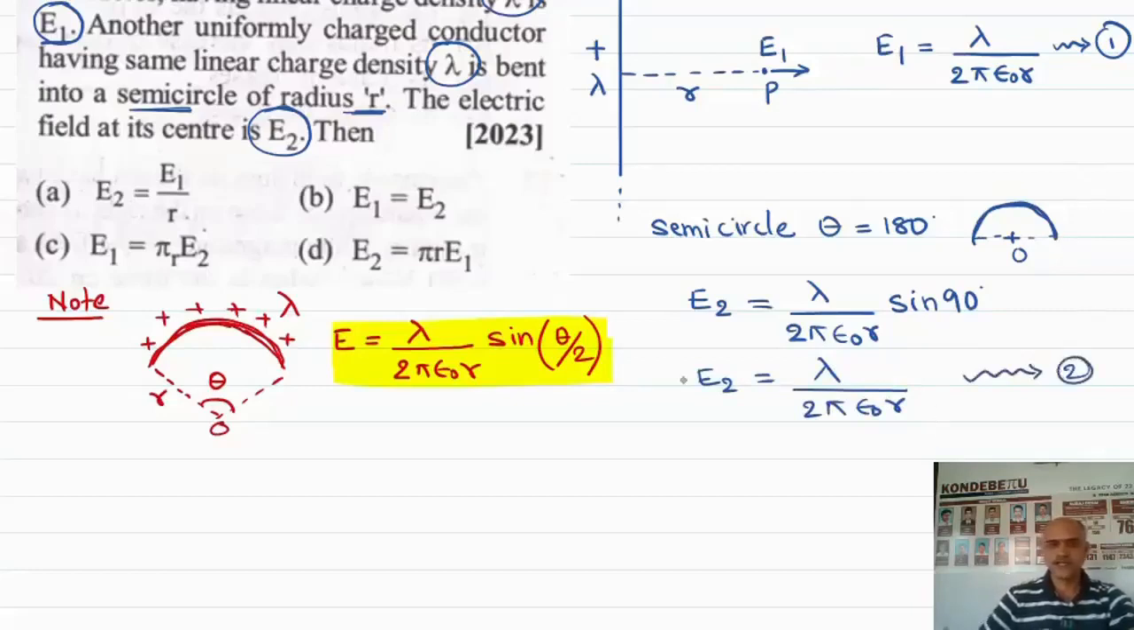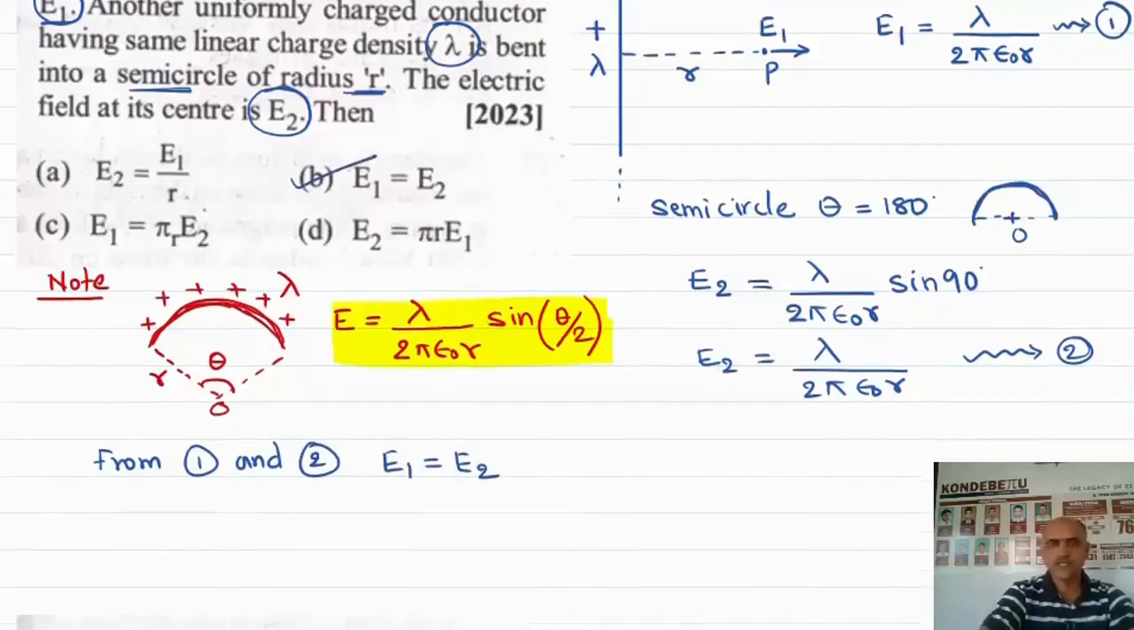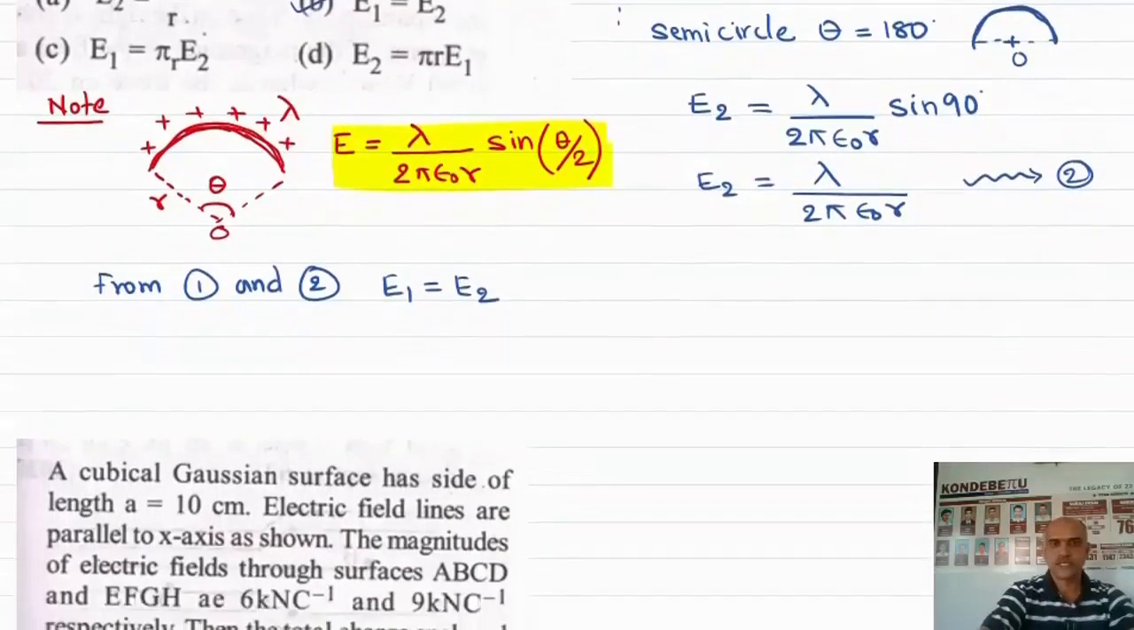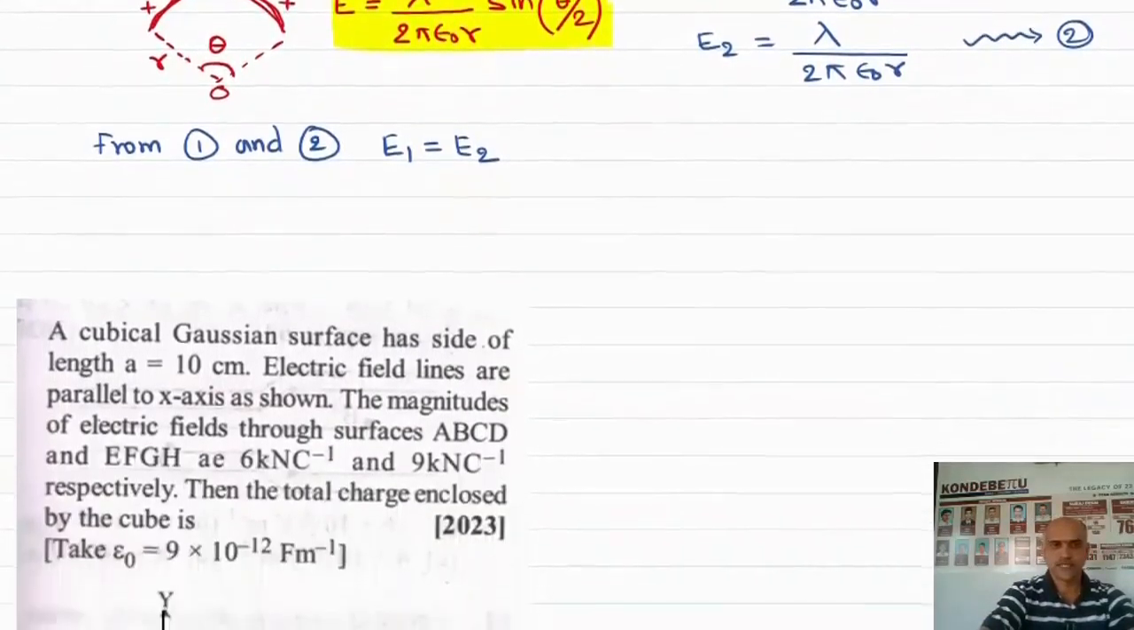Now check 1 and 2. So from 1 and 2, what can we say? From 1 and 2, E1 is equal to E2. Means option B is the answer. B is the answer. Clear? So you should remember the formula which I had highlighted, that is the electric field due to a charged arc. Now the second one.